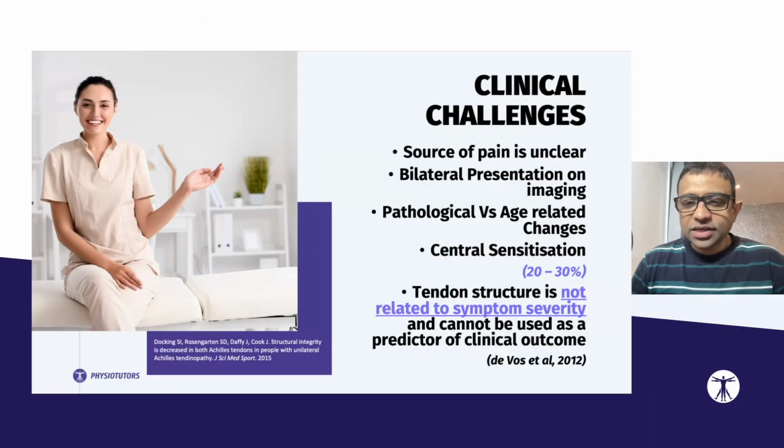Many times when I see a patient, for example a 45-year-old runner who comes to me with left Achilles pain, I scan them and I see all the pathological changes, and I also see similar changes on the right side as well. In many cases the presentation is bilateral on imaging, but they tend to have pain on only one side, so it's very hard to explain to the patient why only one side is more painful when structurally it looks the same.